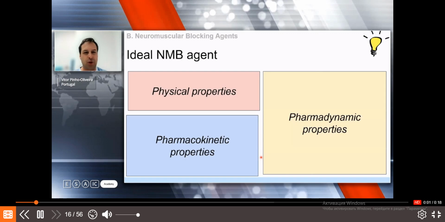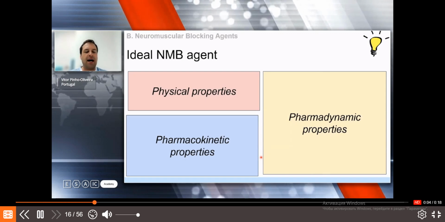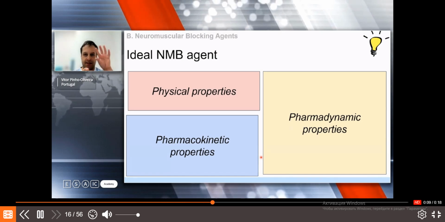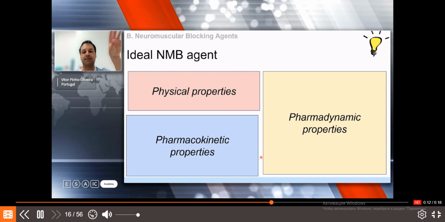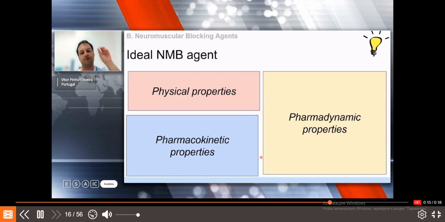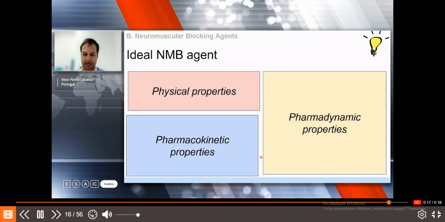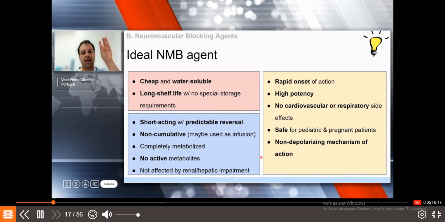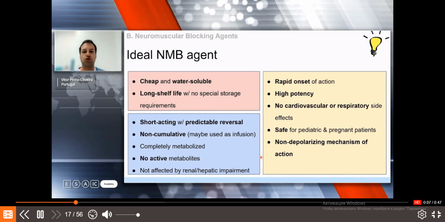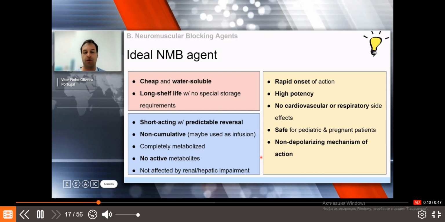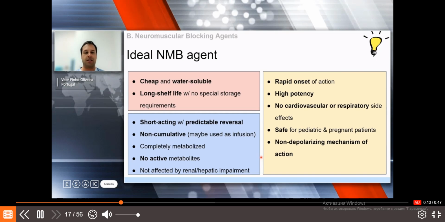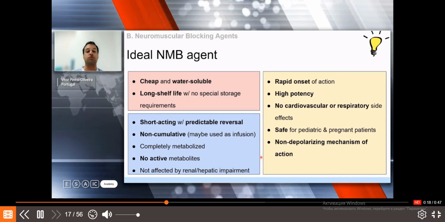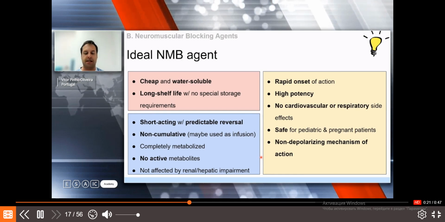Another question that we like to pose is: what is for you the ideal neuromuscular blocking agent? We like candidates who are mentally organized and start telling the physical properties, the pharmacokinetic properties, and also the pharmacodynamic properties. So ideally, a neuromuscular agent physically should be cheap and water soluble, and should have a long shelf life with no special storage requirements. Pharmacokinetically, it should be short acting with a predictable reversal, non-cumulative, so we can use it in infusion in intensive care settings, for instance.